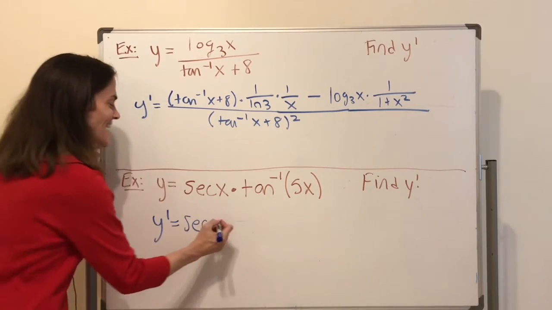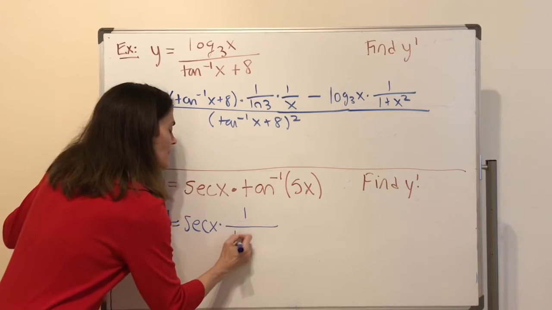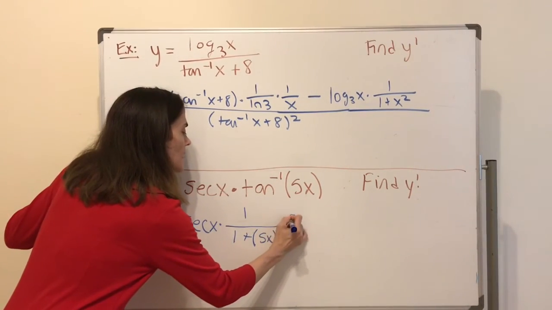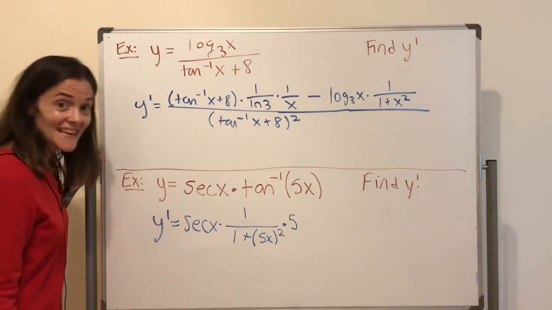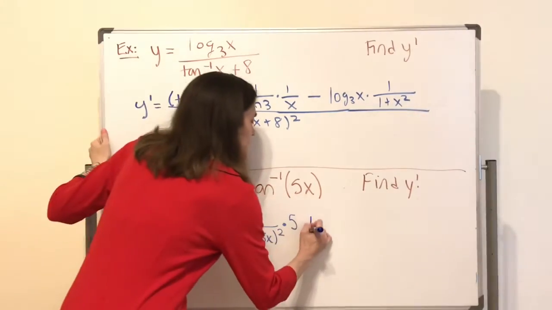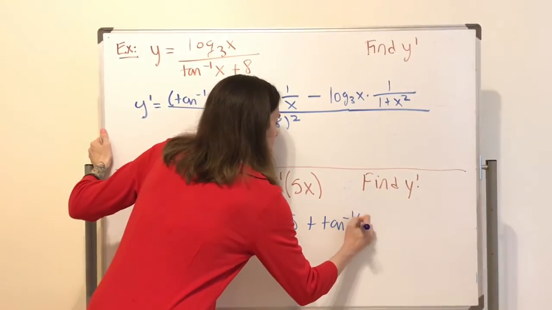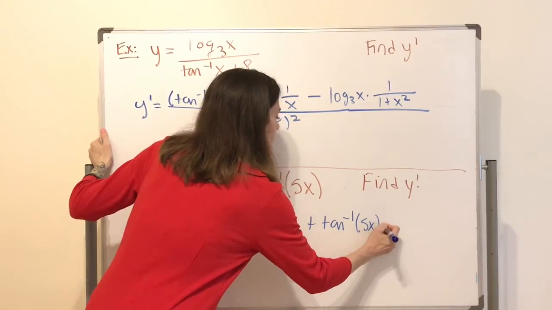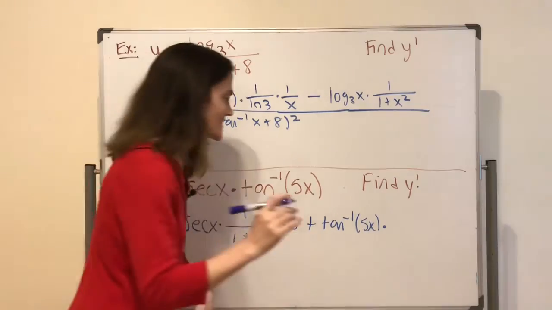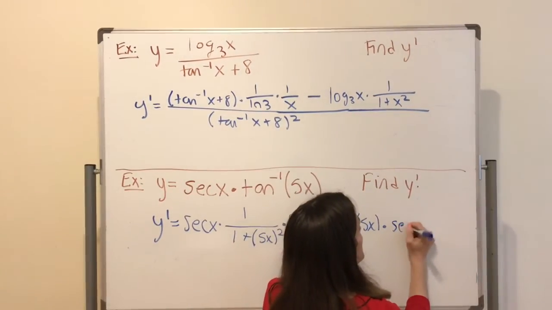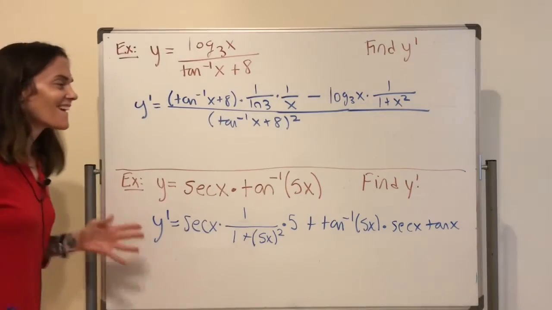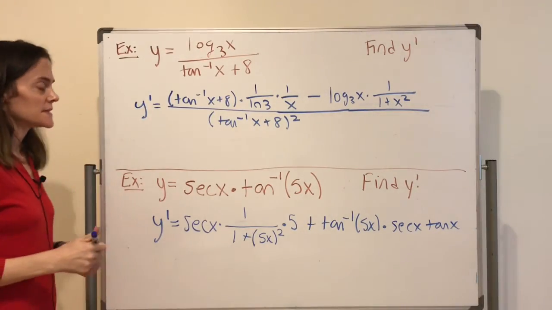times derivative of the second. This one is the chain rule. Derivative of the outside evaluated at the inside, and then times derivative of the inside function. First times derivative of the second, and then plus the second times, well, the derivative of secant was secant tangent. So we have secant x, tangent x. Okay? So here are these two derivatives.